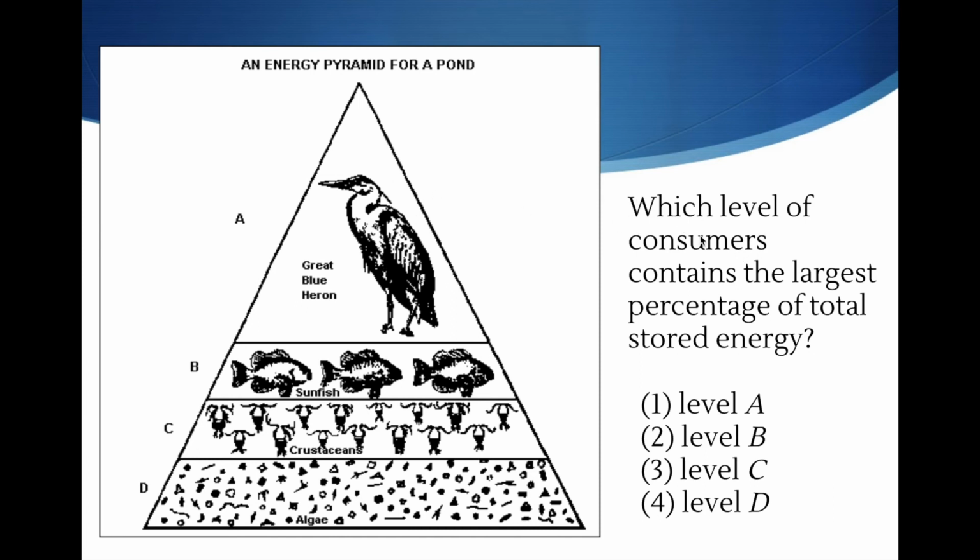But this question is a little tricky because it says which level of consumers, which means, well, forget about the producers, starting with the consumers. So the answer here is actually C, but a lot of times people put D because they're like, oh, the most energy is at the bottom, so it's got to be D, but they're actually just asking about consumers, which means not the bottom because the bottom is producers.